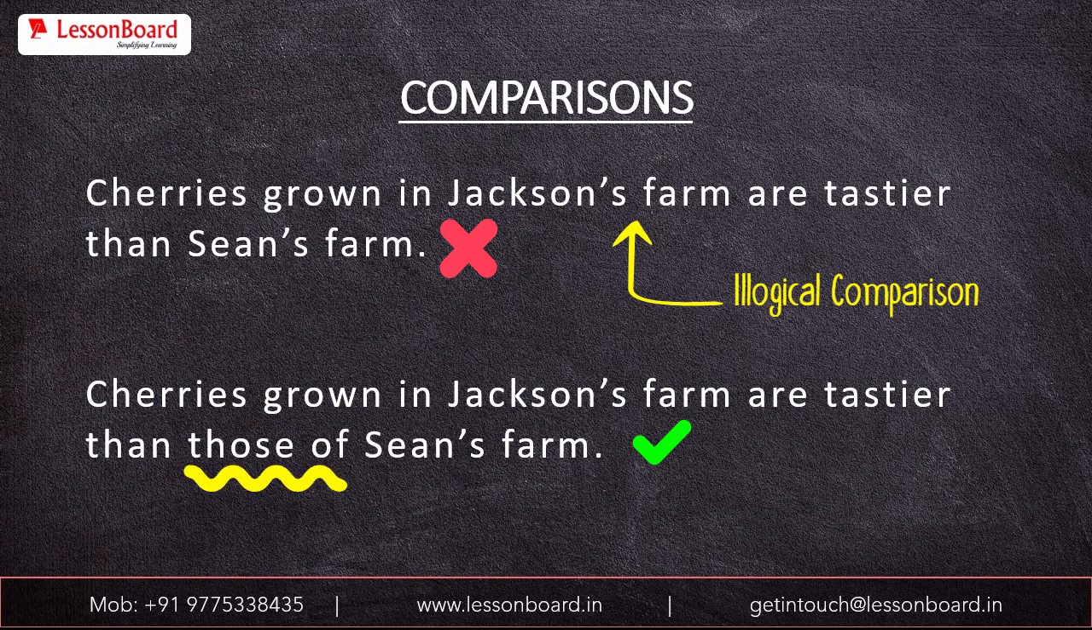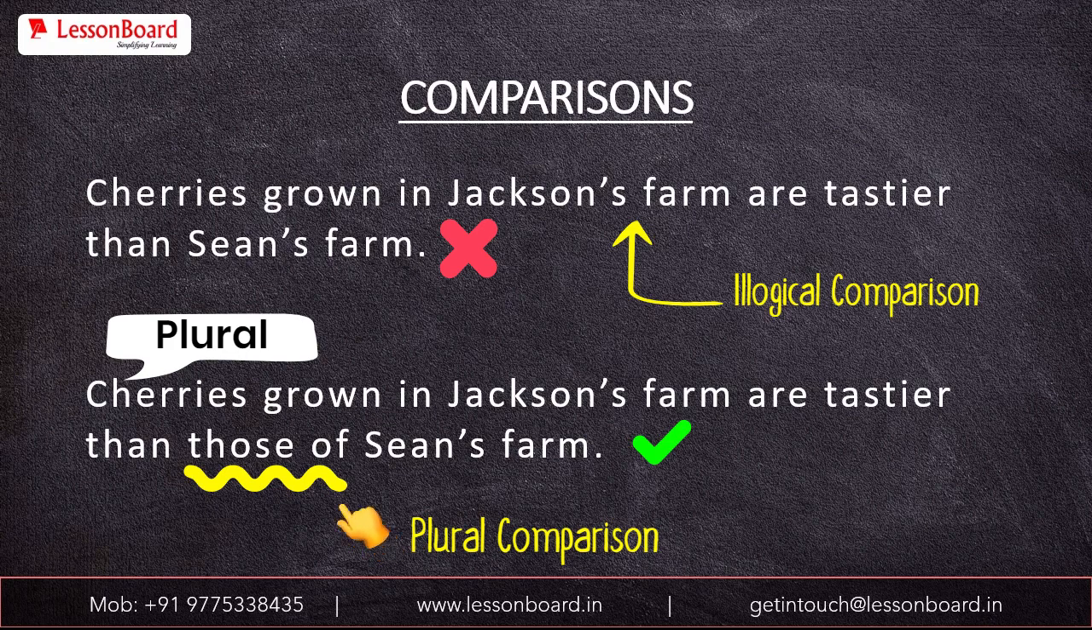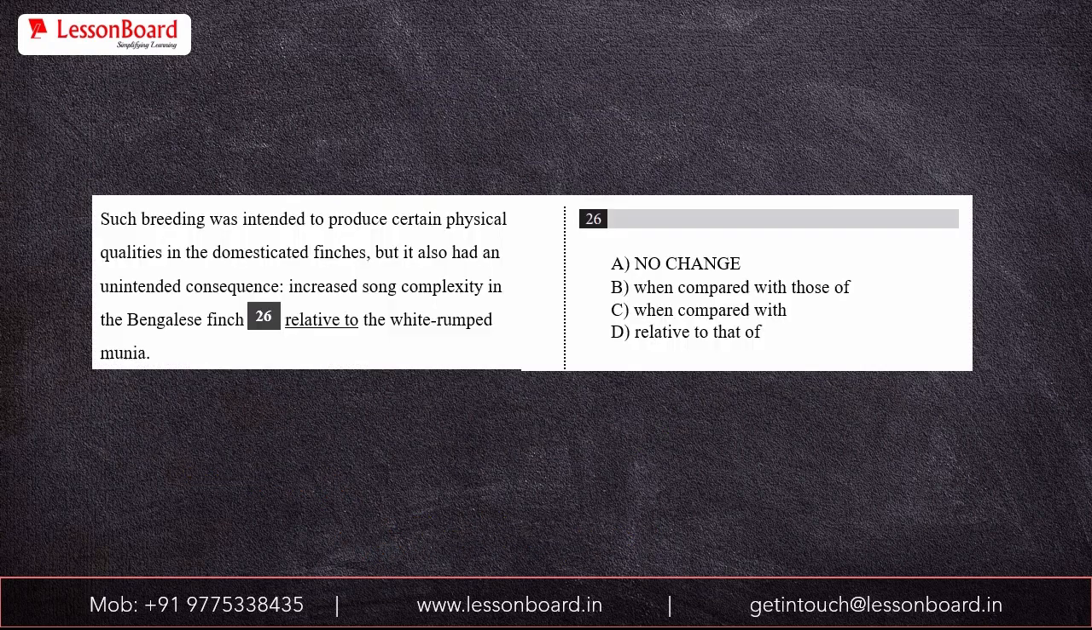Now in this sentence, we are using those of. Why? Because we are referring to cherries, which is a plural noun. In the previous example, we were referring to COVID crisis, which was singular, and that is why we use that of. In this one, cherries is plural, so we use those of. I hope this is clear. Now, we're going to revisit the question and try to answer it. At this point, I would request all of you to pause the video over here and try to do this on your own. Okay, so let's do this.